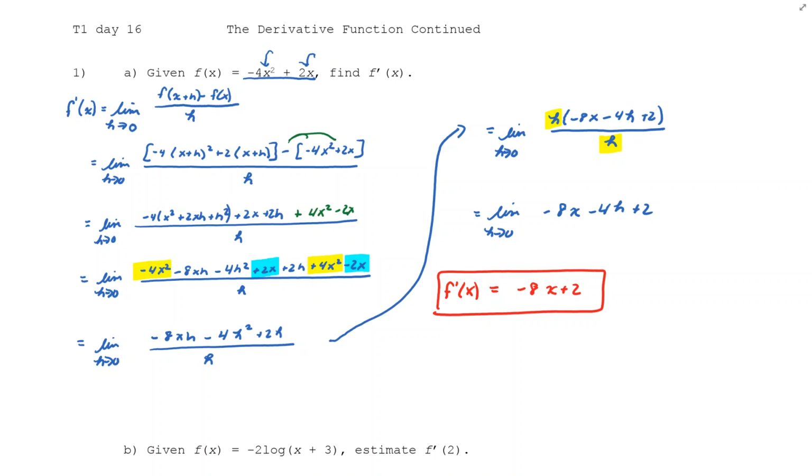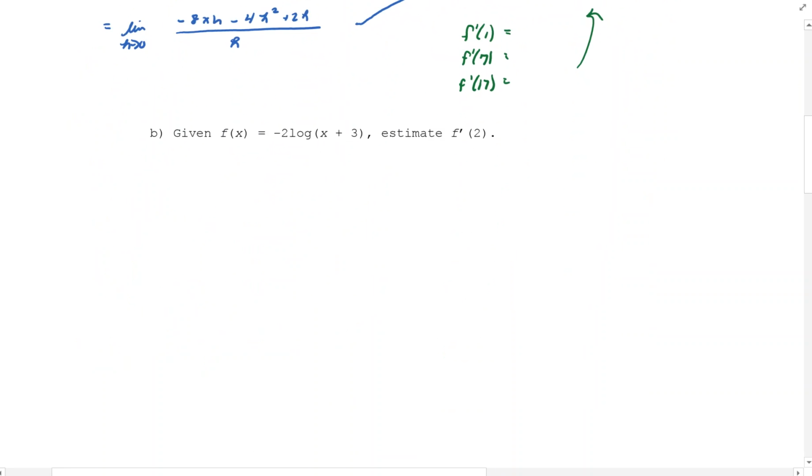So if I wanted to evaluate what is f prime at 1, what is f prime at 7, what is f prime at 17, I could very easily plug into this new function, my derivative function, and evaluate each of these three easily without having to go back through this whole limit as h goes to 0, the difference quotient. So while this is long and complicated, it's better to do it once than to have to do it multiple times, unless you really enjoy doing that sort of thing.